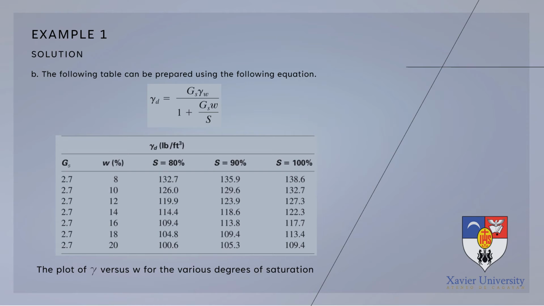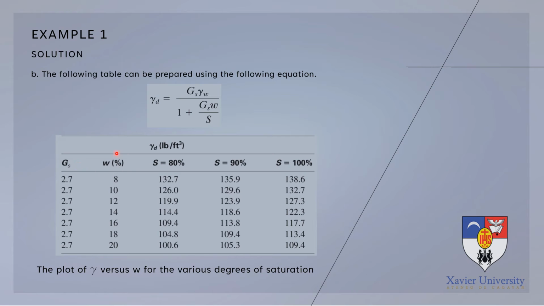For the second problem, the following table can be prepared using the following equation. First is gamma zav. The formula for that is already given, and we have already been given the value of our specific gravity and our wet unit weight from the previous solution, and then the moisture content, and the saturation, which is already given in the problem. S is equal to 80, 90, and 100.